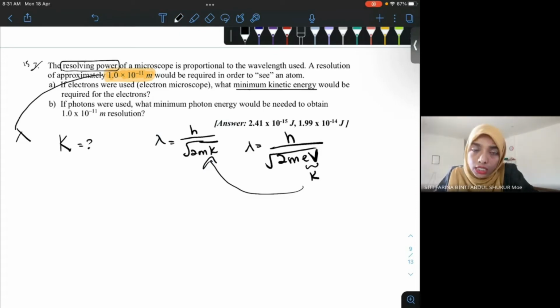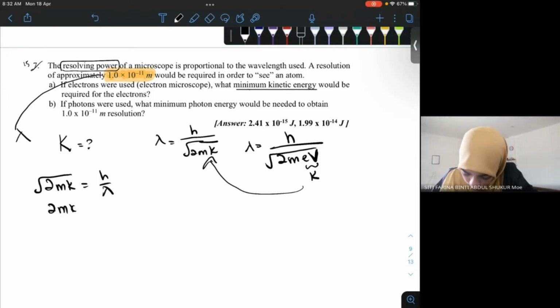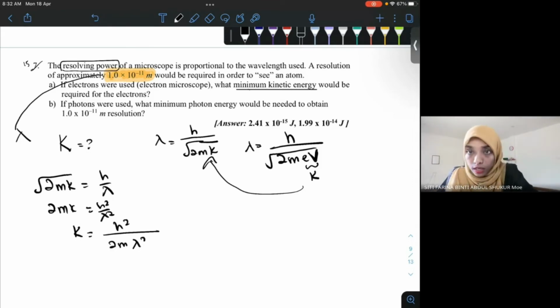You can rearrange ataupun boleh masukkan nilai, nanti baru waktu nak darab, nak tekan kalkulator baru kamu bawa ke kiri, bawa ke kanan untuk dapatkan nilai K kamu. Saya dekat sini saya nak rearrange dululah. So my lambda here equals h over square root of 2mK, and then 2mK equals h squared over lambda squared, and then K akan jadi h squared over 2m lambda squared.